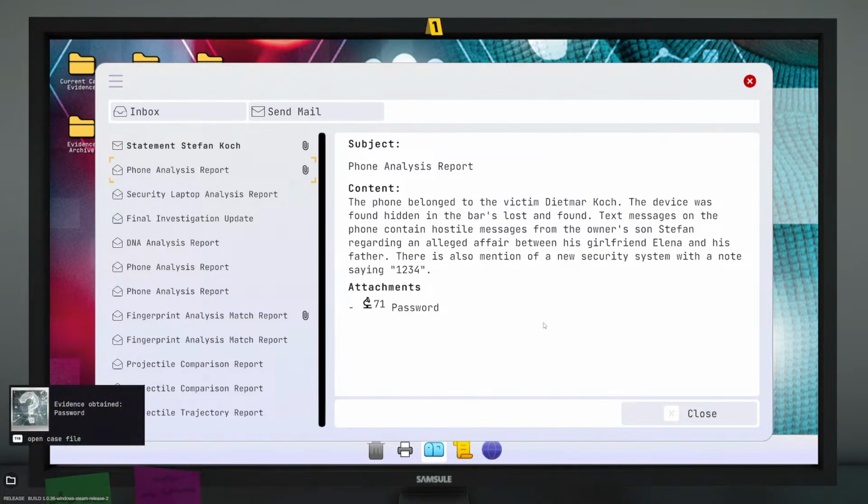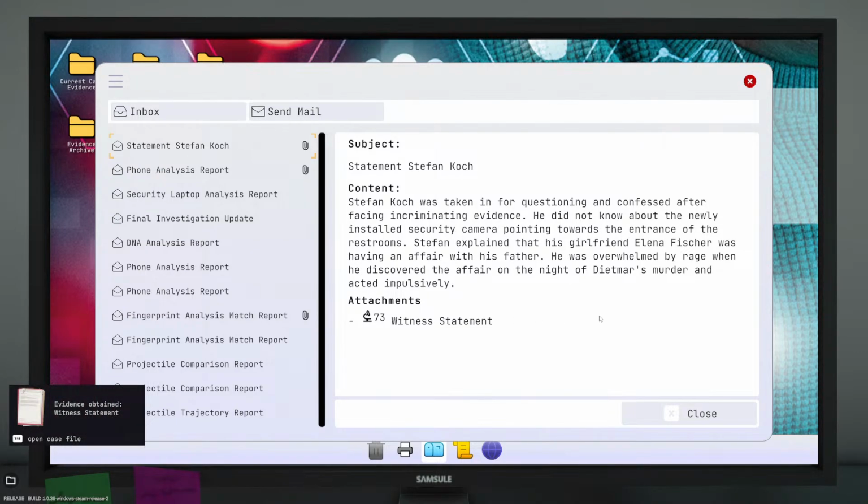Alright, the phone belonged to the victim. The device was found hidden in the bar's lost and found. Text messages on the phone contain hostile messages from the owner's son, Stefan, regarding an alleged affair between his girlfriend, Elena, and his father. There is also mention of a new security system with a note saying 1234. Okay, 1234 was the password for the laptop, but we already opened that.